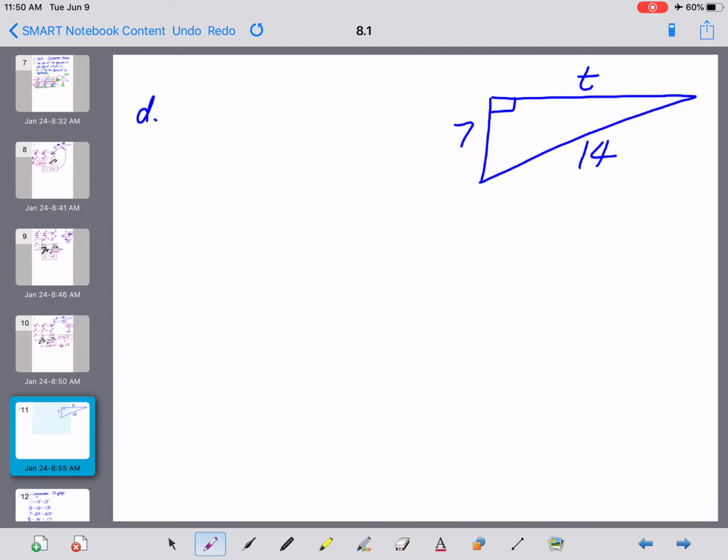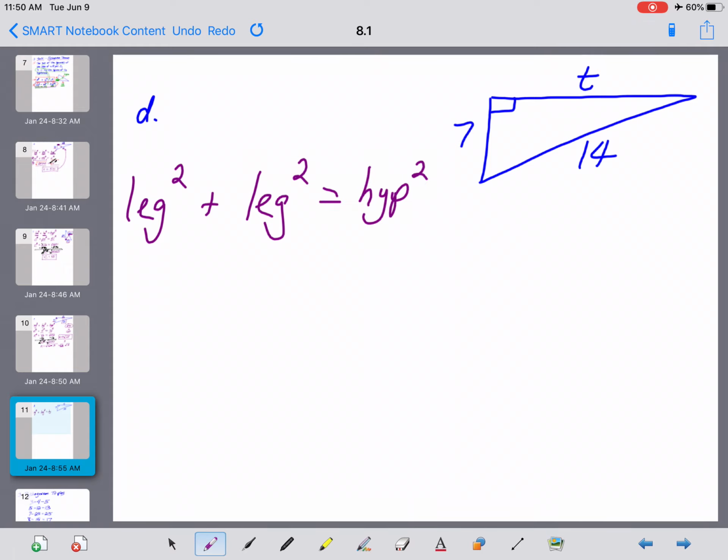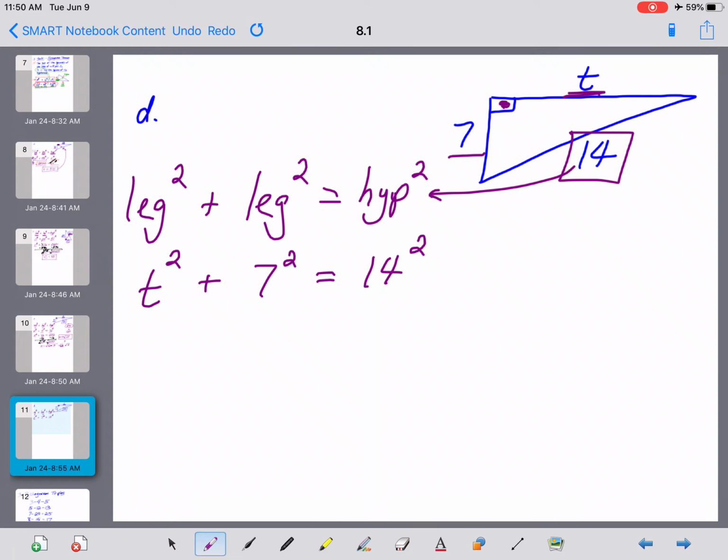Right triangle, two sides are given, so we're going to use the Pythagorean theorem. Leg squared plus leg squared equals hypotenuse squared. Take a second and think now. Here's my right angle, so 7 is a leg, t is a leg, but 14 is the hypotenuse. Okay, so for my first leg, I like to put my variable first there. t squared plus the other leg, 7, we square that, and that equals our hypotenuse, which is 14. We're going to square that as well.